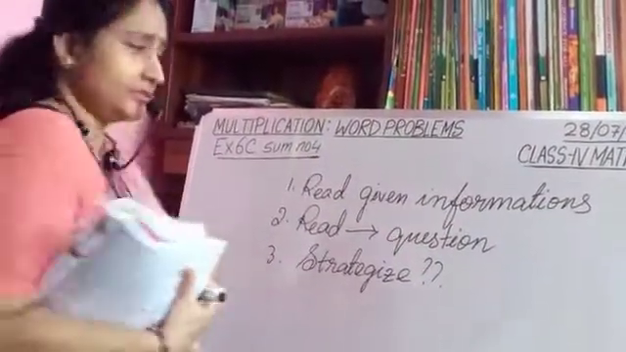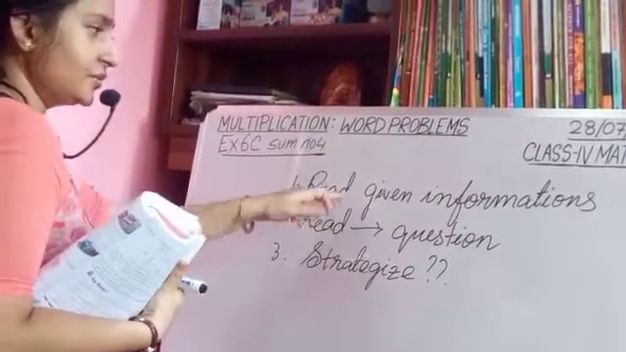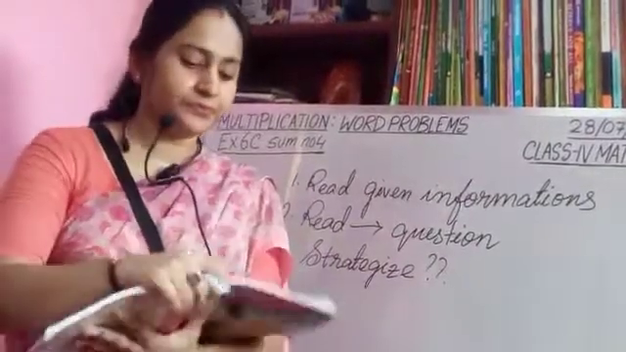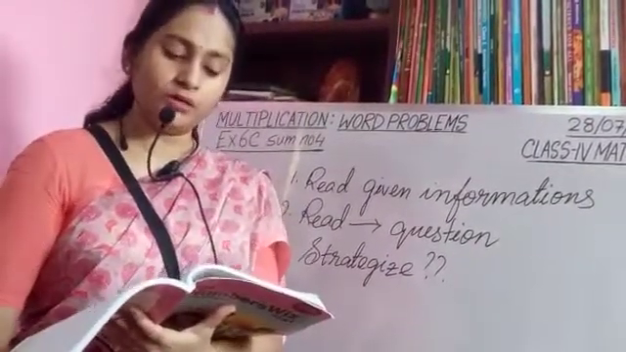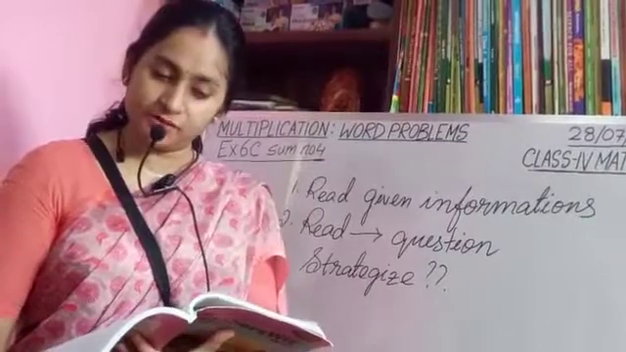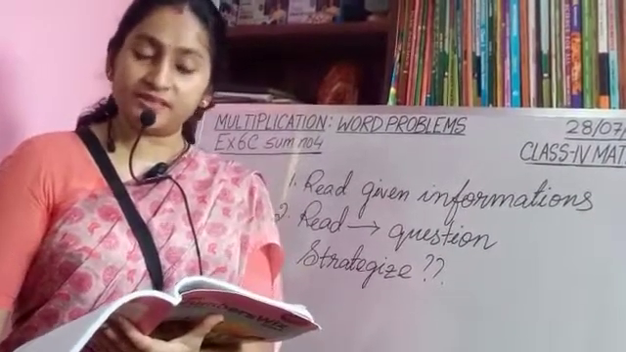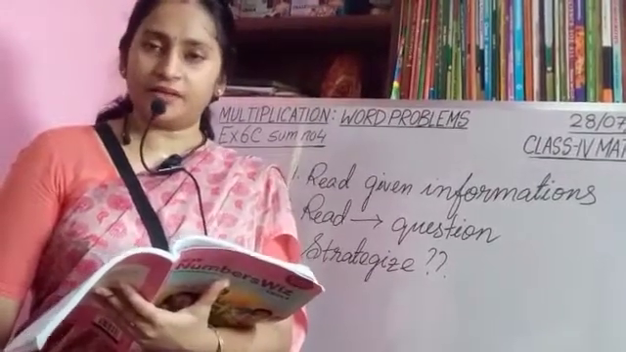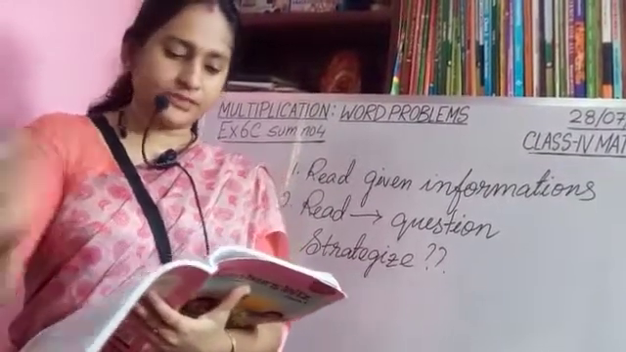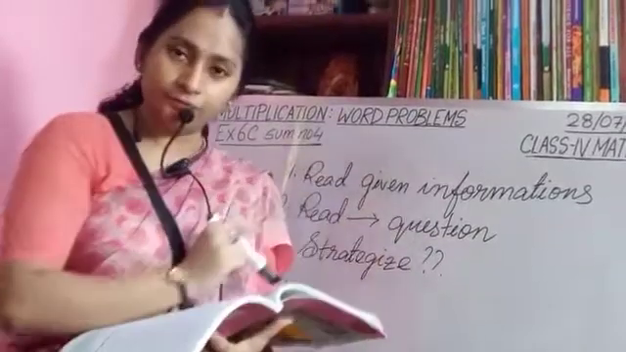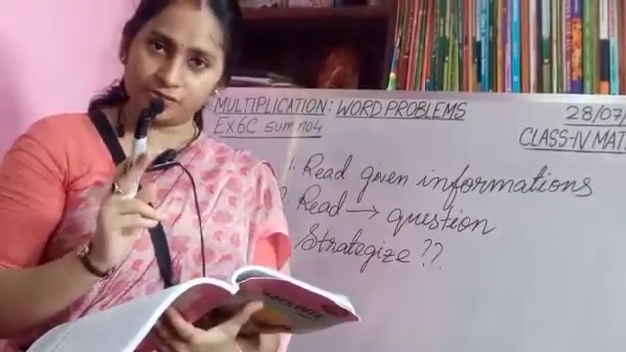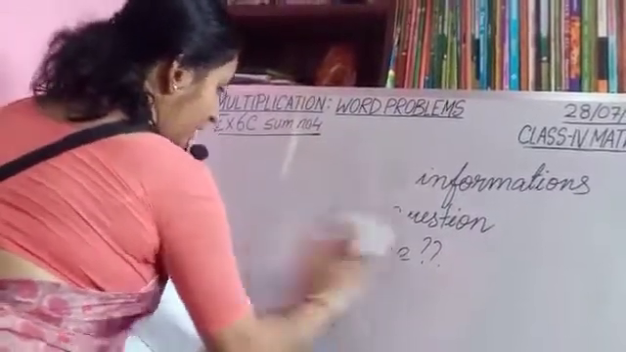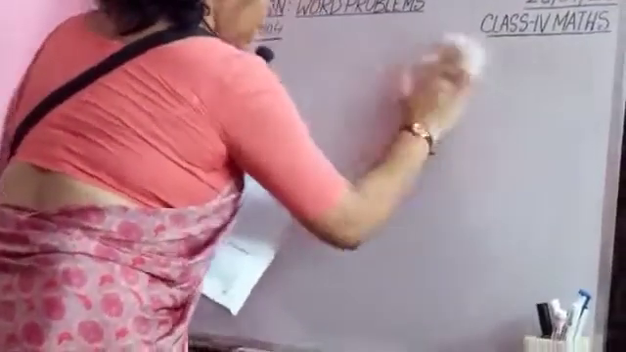Now, what is the first basic step? It is read the given informations. So, first of all, let me read out the sum. A theatre has 120 rows of seats with 24 seats in each row, right? How many seats are there in the theatre? Now first step is we have to look for informations. What informations are given to you? So I'm writing the given informations, right?